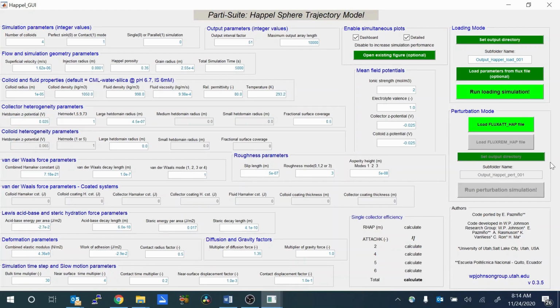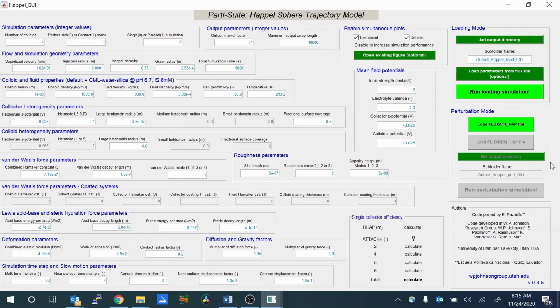This is Bill Johnson. I'm working with Eddie Pazmiño to make videos to explain Parti-Suite software. This video concerns detachment. But to get to detachment, we have to explain attachment.